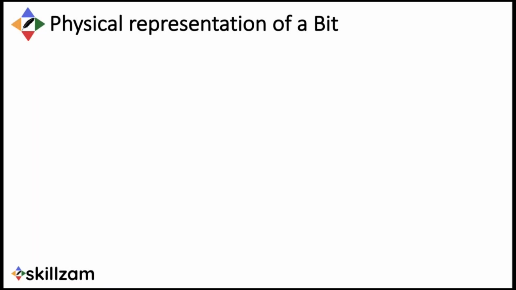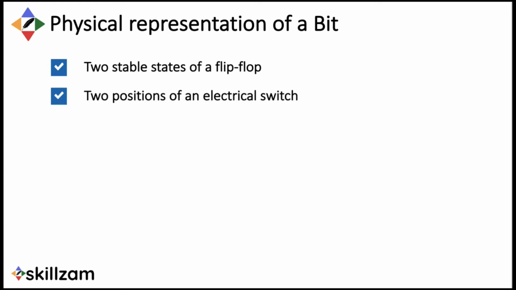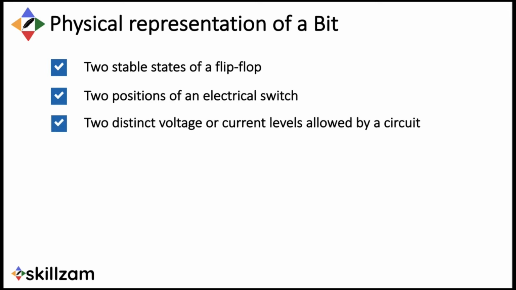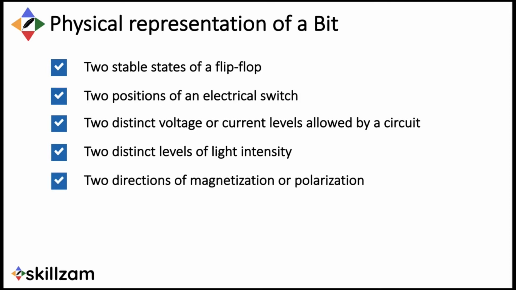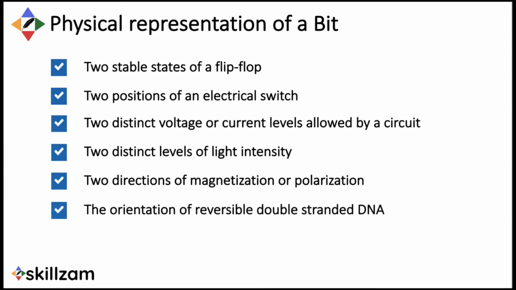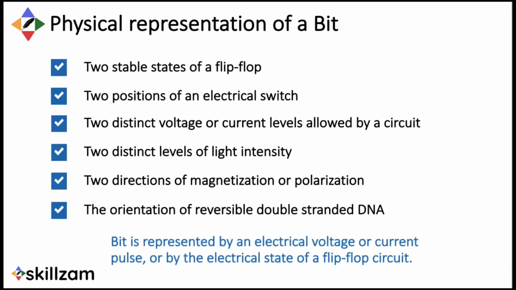Physical representation of a bit. A bit can be stored by a digital device or other physical systems that exist in either of two possible distinct states, like two stable states of a flip-flop, two positions of an electrical switch, two distinct levels of light intensity, and so on. Bits can be implemented in several forms. In modern computing devices, a bit is usually represented by an electrical voltage or current pulse, or by the electrical state of a flip-flop circuit.